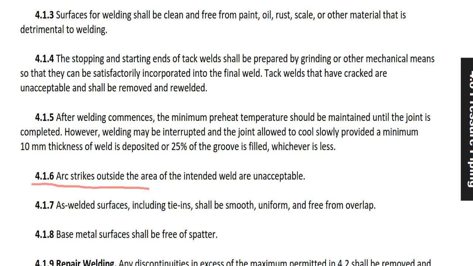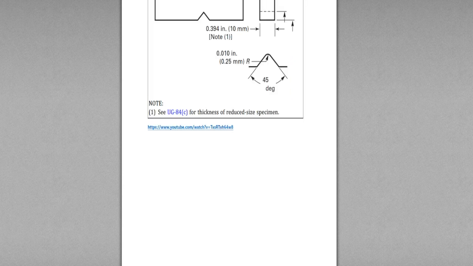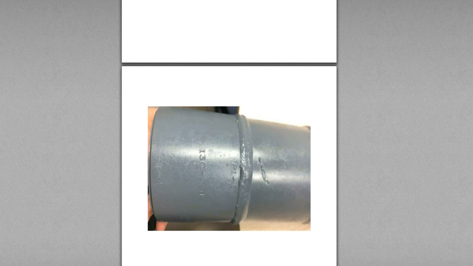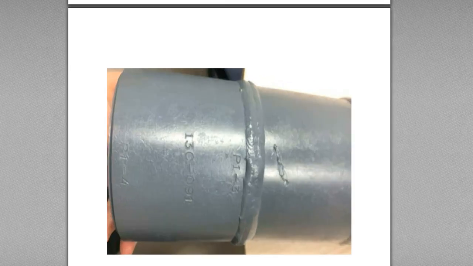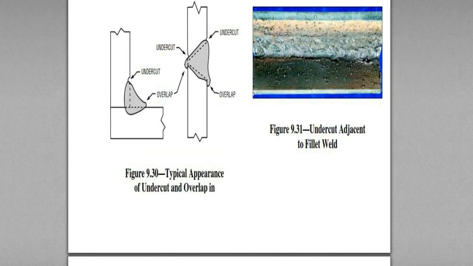4.1.6, arc strikes outside the area of the intended weld are unacceptable. Arc strike is not acceptable, and arc strike is like here. This is arc strike. 4.1.7 Welded surfaces, including tie-ins, should be smooth, uniform, and free from overlap. The important thing is this overlap, and overlap looks like this.